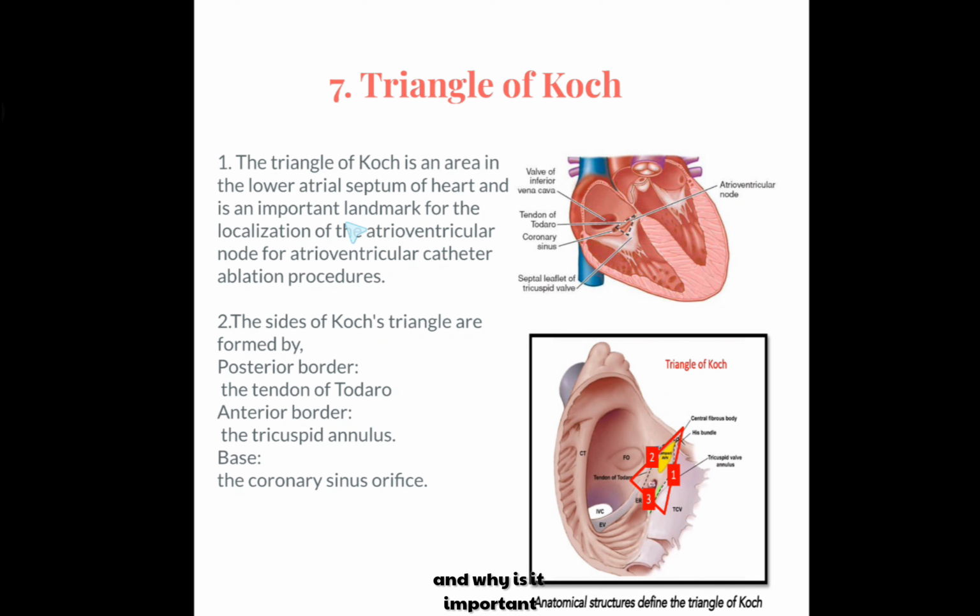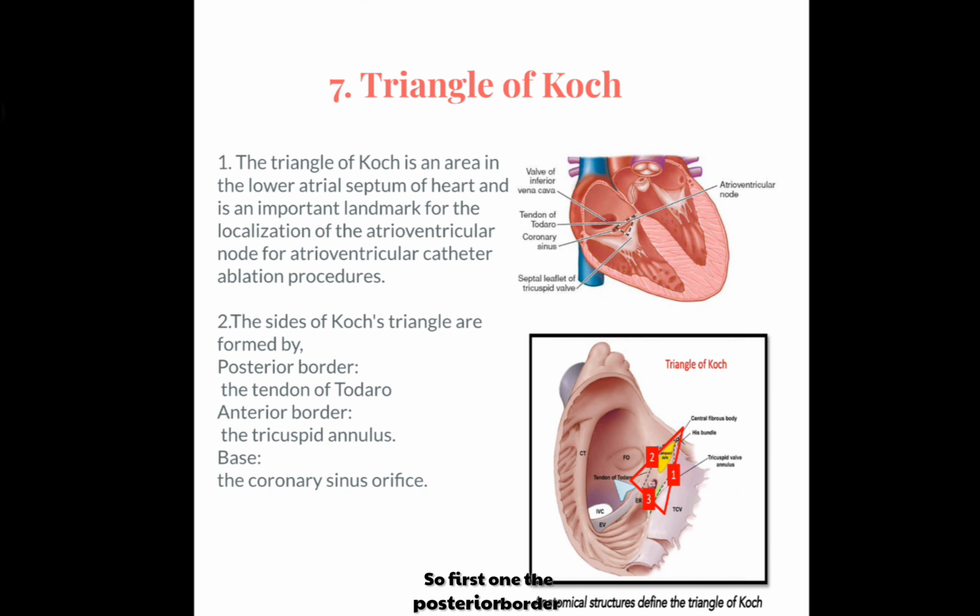And why is it important? Because it is an important landmark for localization of the atrioventricular node for atrioventricular catheter ablation procedures. For any such procedure, localization of the atrioventricular node is done using the triangle of Koch. The atrioventricular node is located in the triangle of Koch. Now the important part is that mostly they'll ask you the borders, the relations of this triangle of Koch.